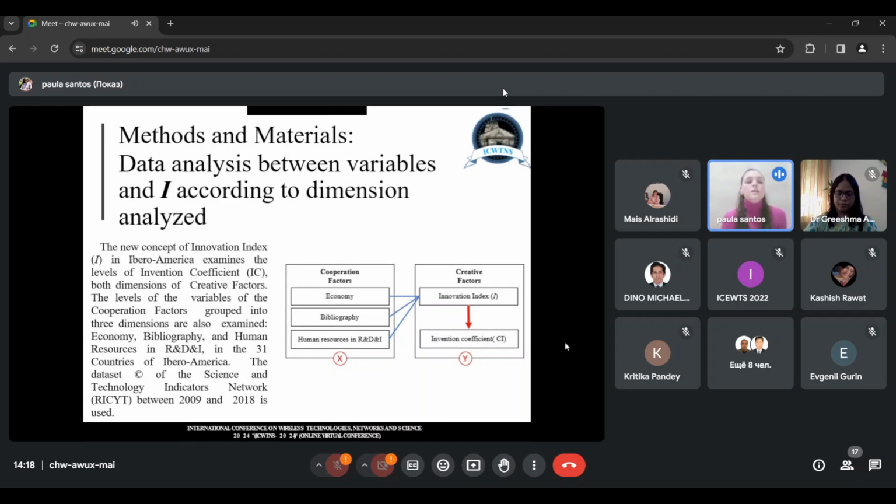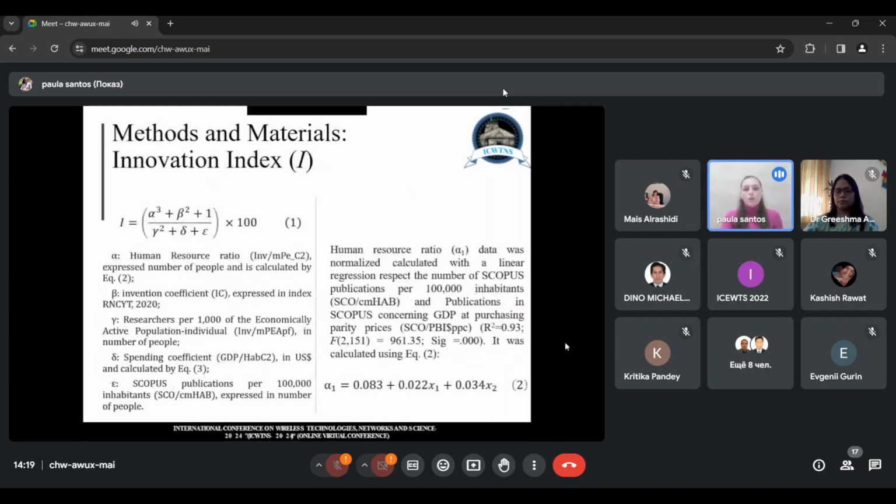The dataset is from the Science and Technology Indicators Network between 2009 and 2018. In both squares, we can see the relationship of the creative factors and the cooperation factors, and the variable that links both squares is the innovation index. So right now we're going to continue with the innovation index. In the first equation, we can see the variables that involve the innovation index, and all these variables have a relationship with the economy, scientific bibliography, and the human resource of RD&I.